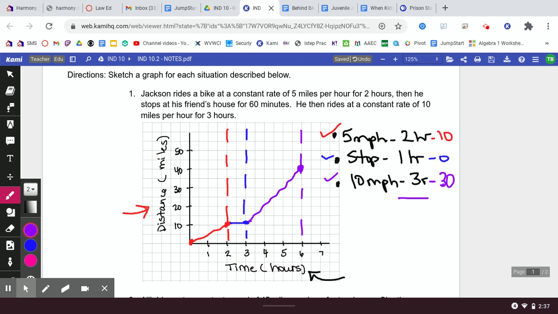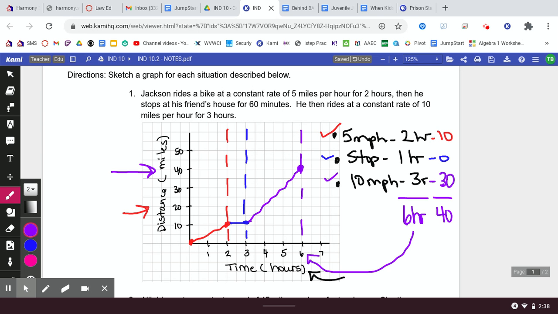2 hours, then 1 hour, then 3 hours. That's a total of what? 6 hours. If the hours of my story equal 6, then my graph should end at 6, and it does. Now let's look at your distance. My total distance traveled was 10, then 0, then 30. My total distance traveled was 40, which means my graph should end up here at 40.